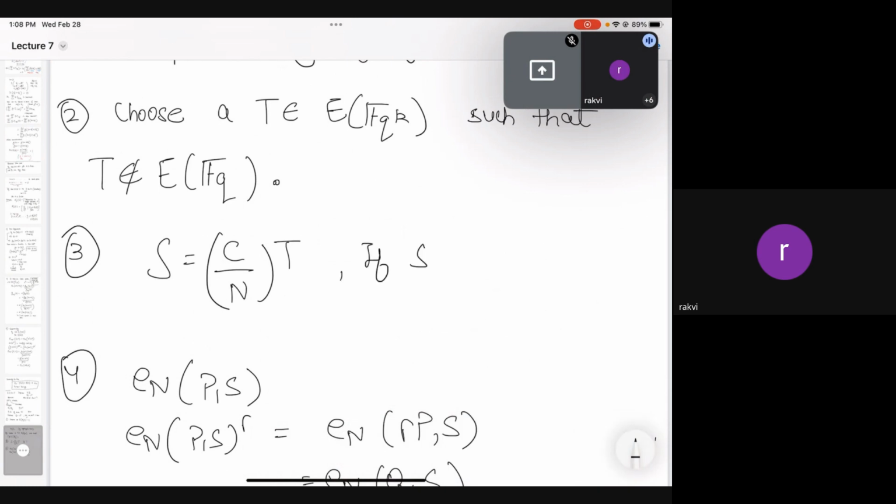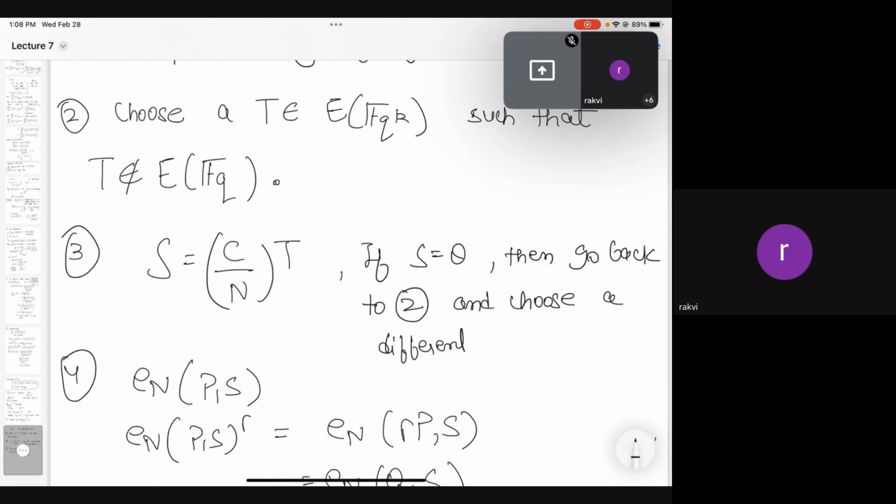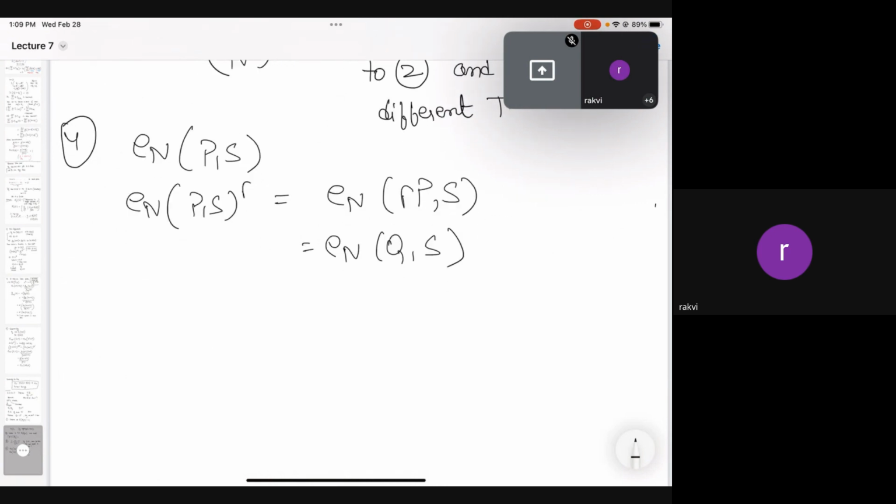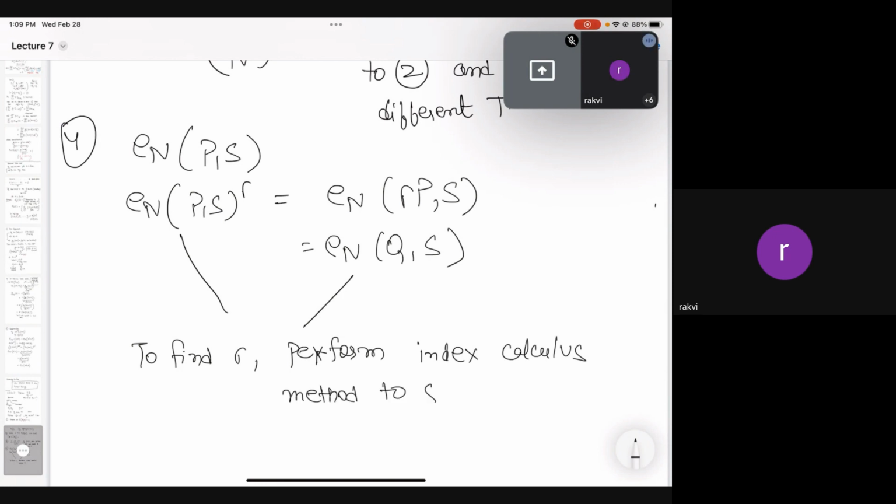So suppose S is identity. Then I can go back to step 2 and choose a different T. Okay, so now to find this r, I have to perform index calculus methods or any state of the art known techniques to solve the discrete logarithm problem in this group of roots of unity.